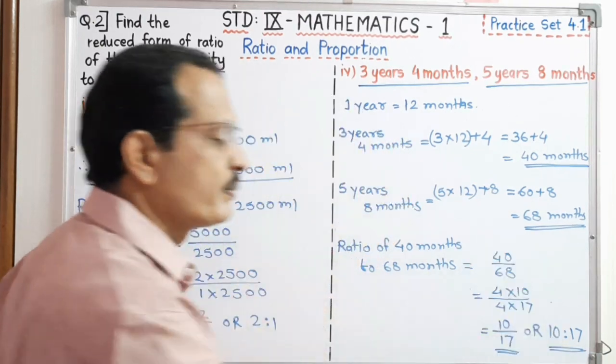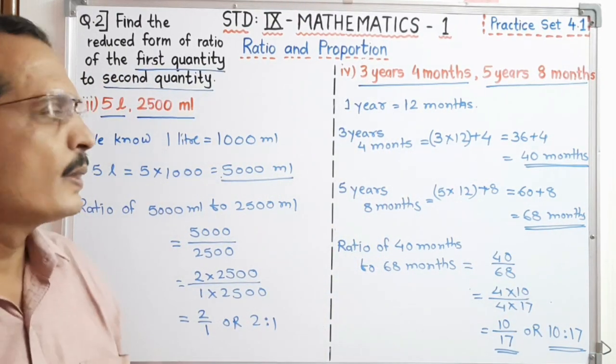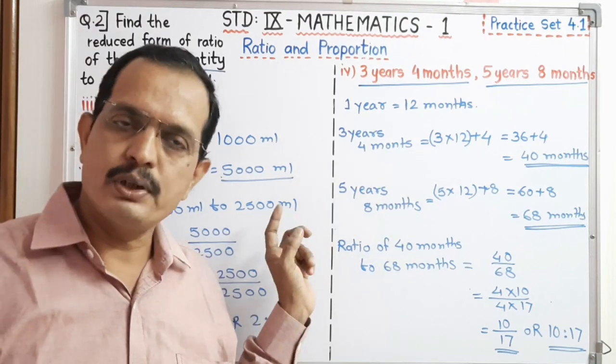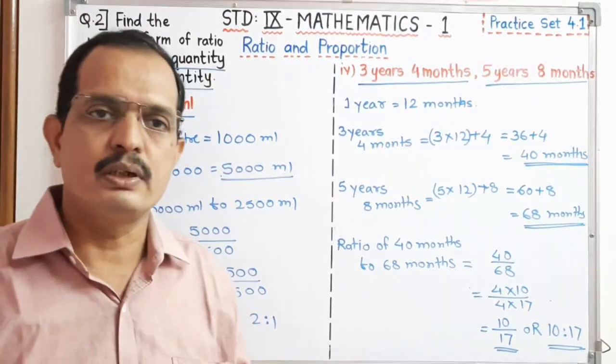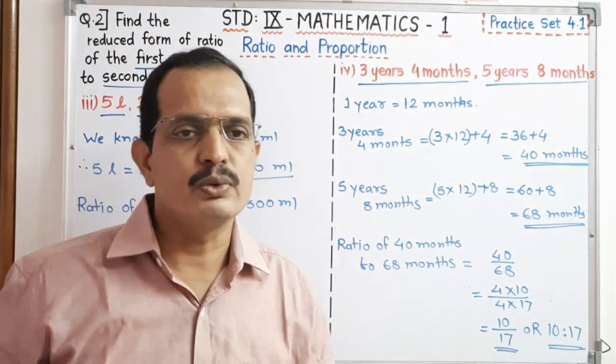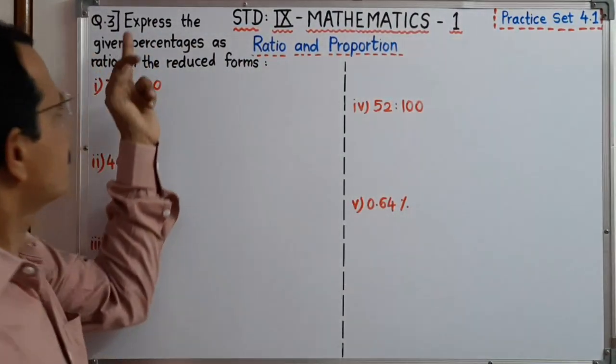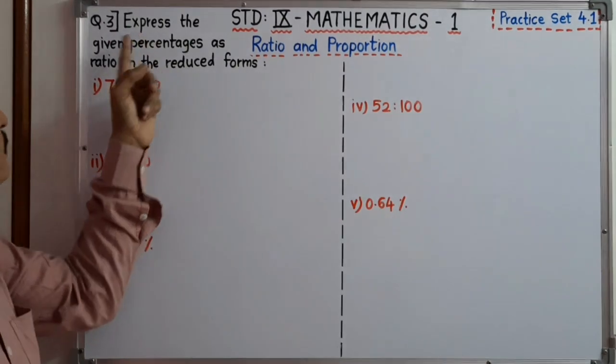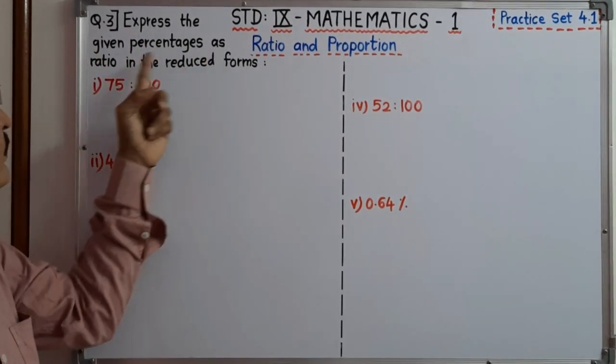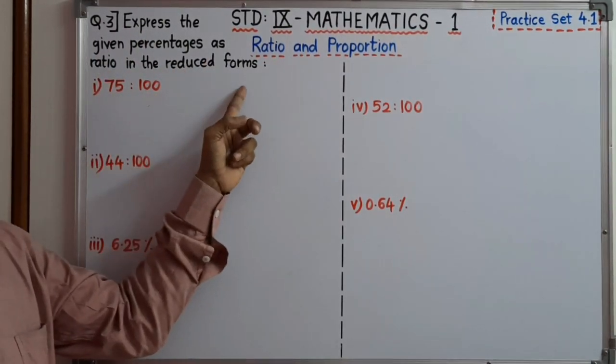I think everyone got this. Conversion factor is important. If you know this, then you can solve it very easily. Now we have to start with the third question. Dear student, see question number three. Express the given percentage as ratio in a reduced form.